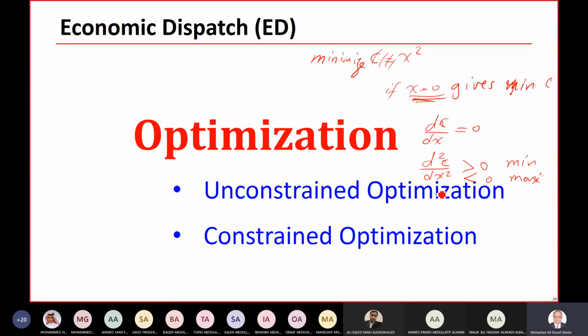You still remember this calculus? To get the minimum or maximum value? Yes. Okay, you get the first derivative equal to 0, then the second derivative. Yes, it was not easy.